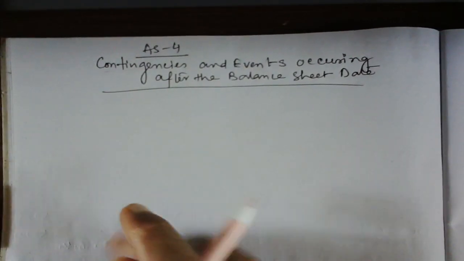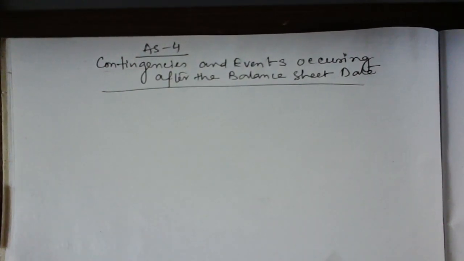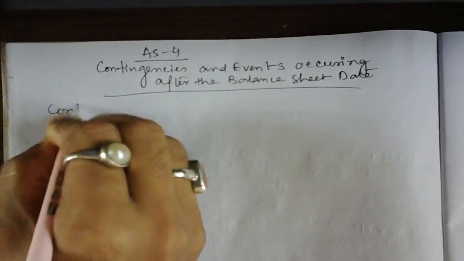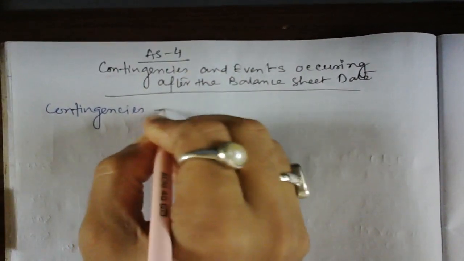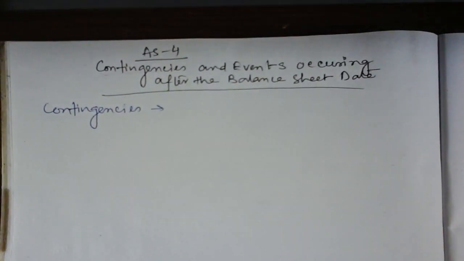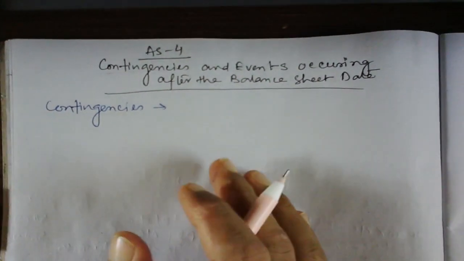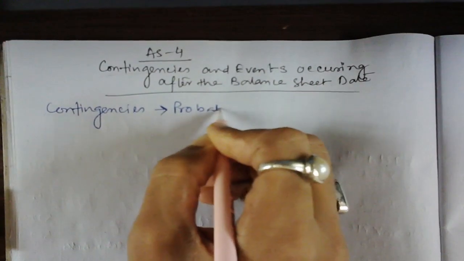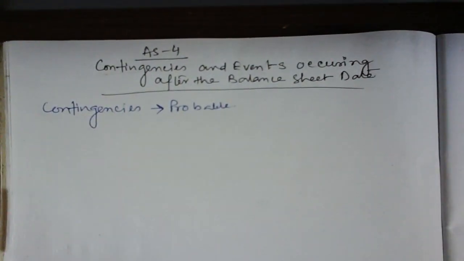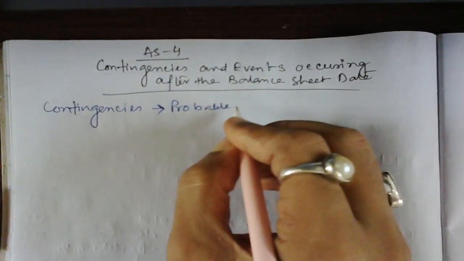First of all, the important meaning we need to know is contingency. Please copy with me. Contingency, what does it mean? Contingency means probable, certain things which are going to happen in future, not right now. You can write here: contingencies means probable. You can say it's like a tension.